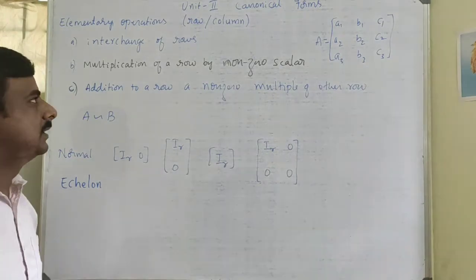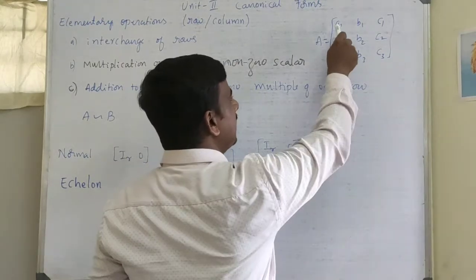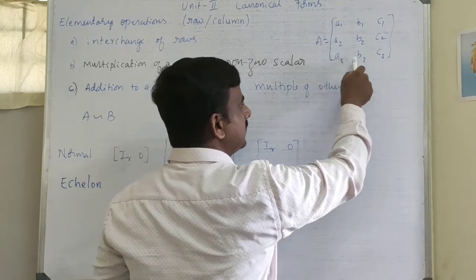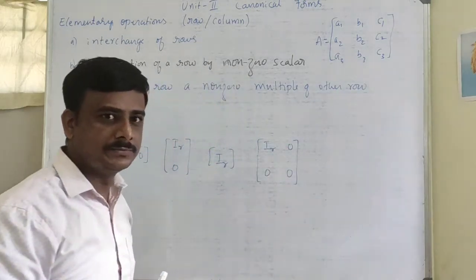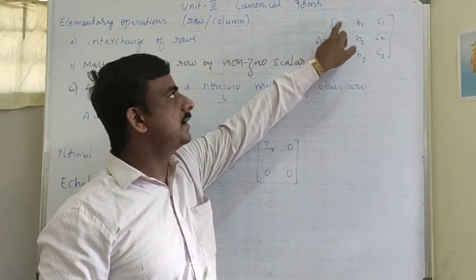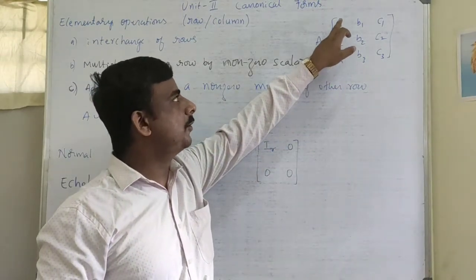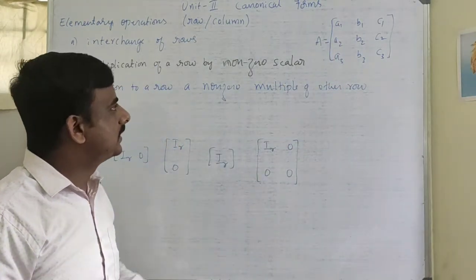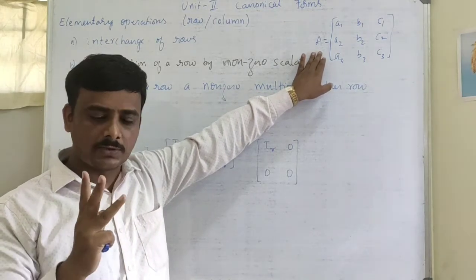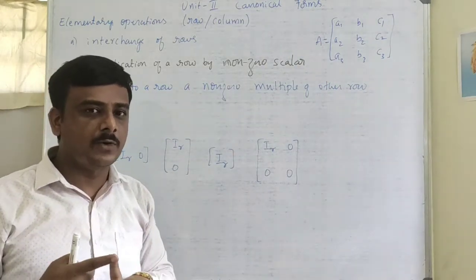The first entry of any row is called the leading entry. Here A1 is the leading entry of the first row, A2 is the leading entry of the second row, and A3 is the leading entry of the third row. If I simply say leading entry of A, that means the first entry of the first row. To say that this matrix is in echelon form, it has to satisfy totally three conditions. The first one: the leading entry of every row must be 1.